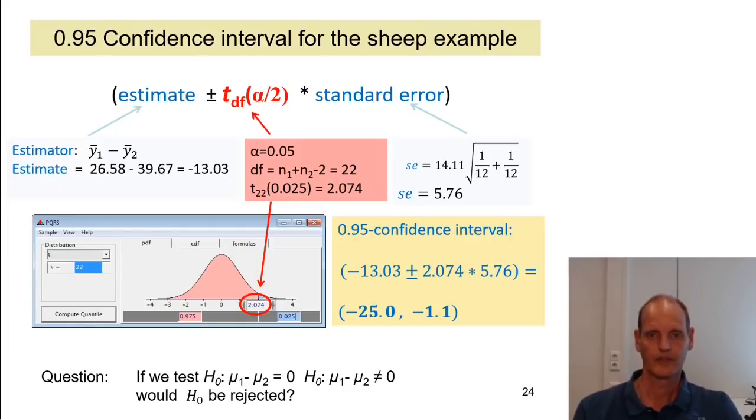A question that we now also can answer after my last remark: if we test that the two means are the same, mu1 minus mu2 is 0 versus mu1 minus mu2 is not 0, would the null hypothesis be rejected? Answer: yes, it would be rejected because the value 0 is not in the confidence interval. So that is one way of doing a test sometimes.